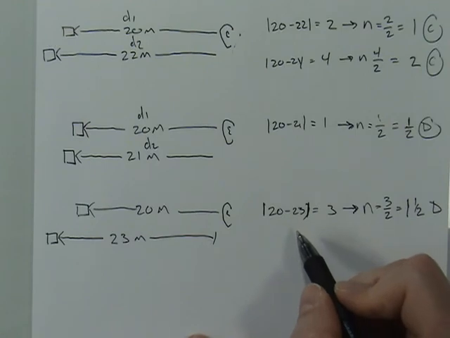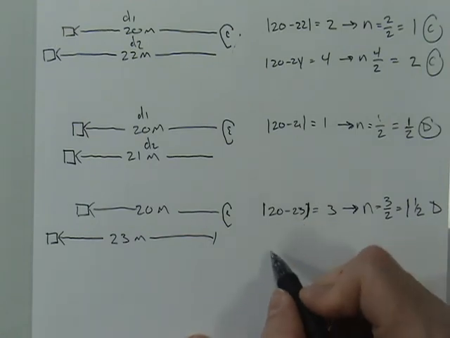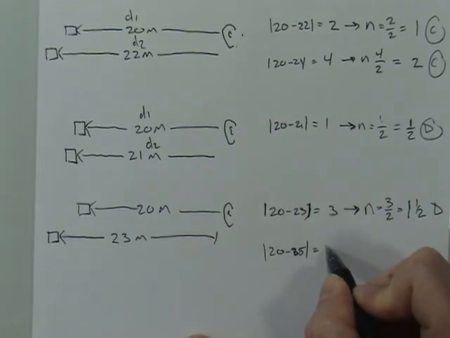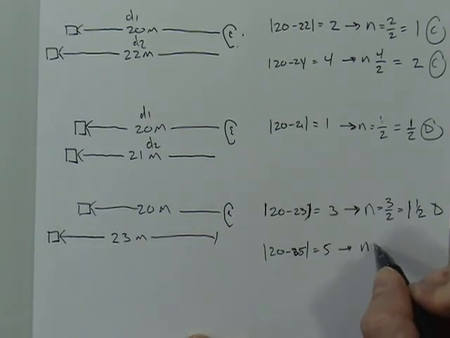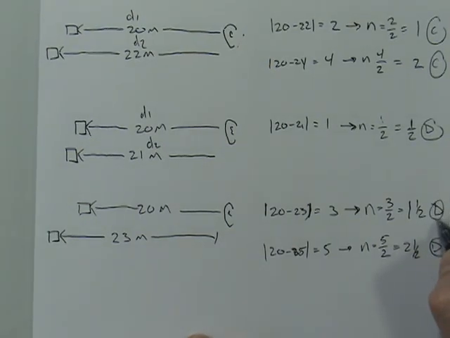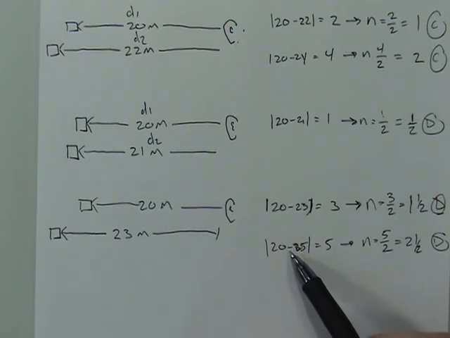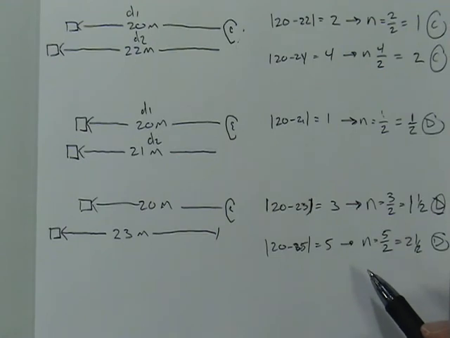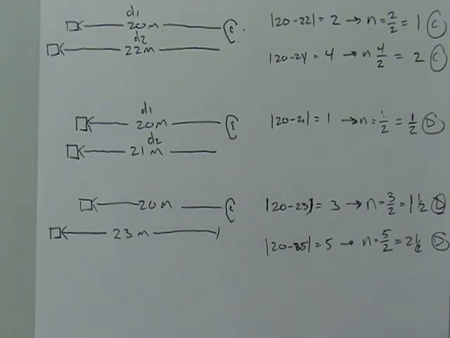Where will the next position come? It'll come at 25. So if I do 20 minus 25, that gives me 5. That leads to an n of 5/2, or 2.5 wavelengths. Okay, essentially what I'm doing by subtracting the two distances from each other and then dividing by the wavelength is trying to figure out, is it a multiple of the wavelength or is it a half multiple of the wavelength? If it's a full multiple of the wavelength, I get constructive interference. If it's a half multiple, then I get destructive interference.